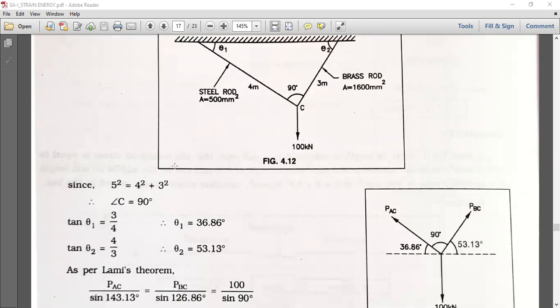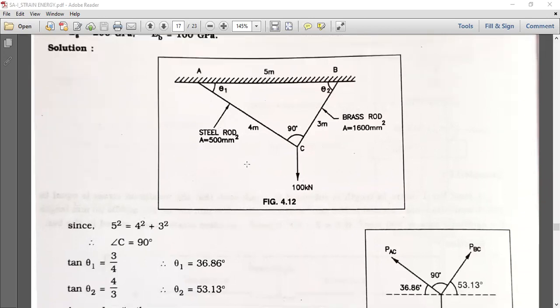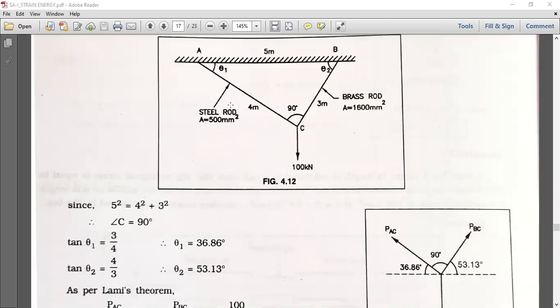Now we can find the angle of each. Tan theta 1 is equal to 3 divided by 4. We can get theta 1 is equal to 36.86. Similarly, tan theta 2 is equal to 4 divided by 3, and its angle theta 2 is equal to 43.13.